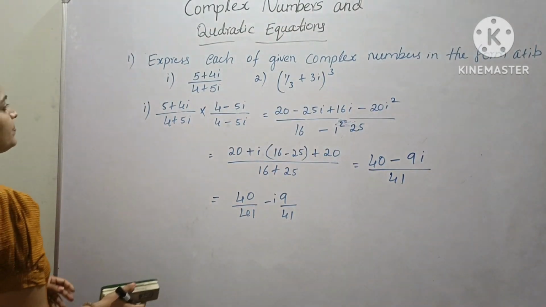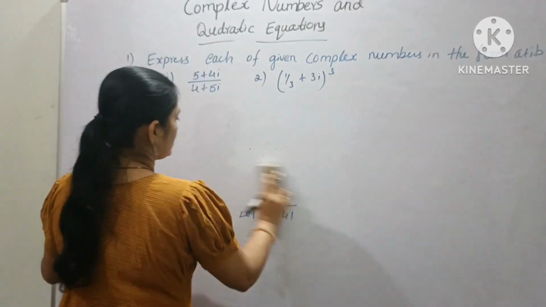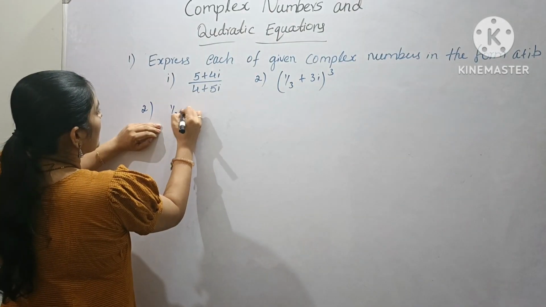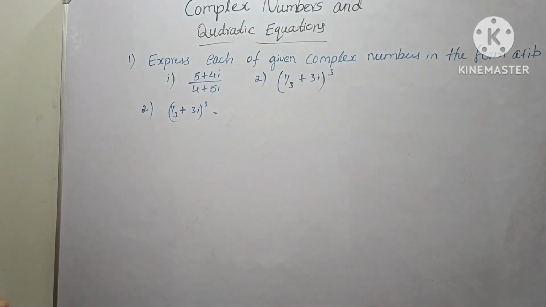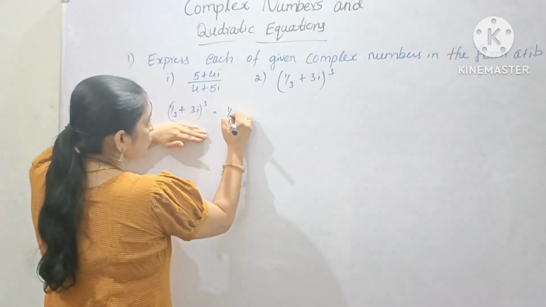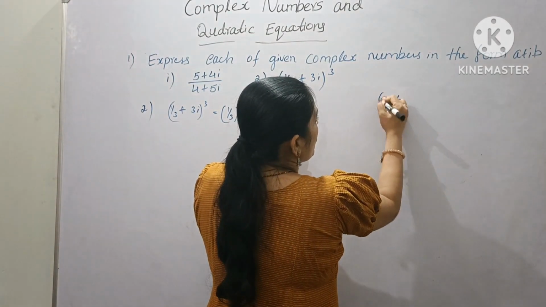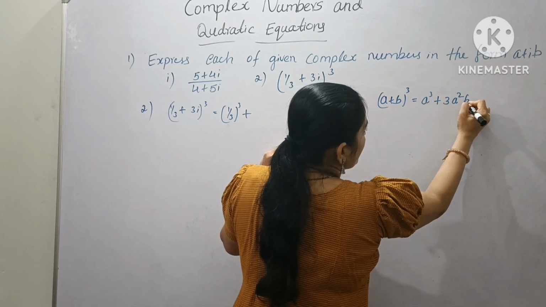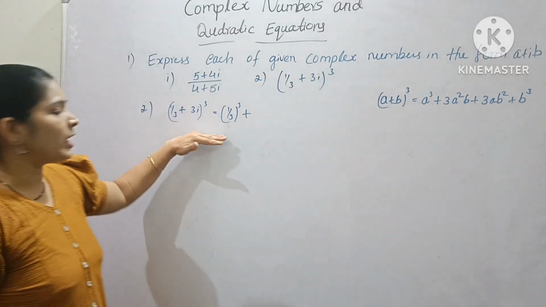Next, the second one. Second one, (1/3 + 3i) whole cube. Okay, so what is (a + b) whole cube? We have to apply this formula: (a + b) whole cube is equal to a³ + 3a²b + 3ab² + b³. Okay, apply this formula here.